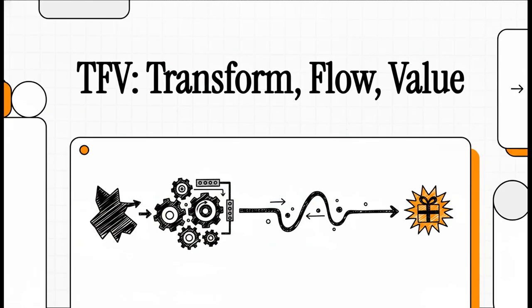Here, we simplify complexity and amplify performance. Today, we're exploring a truly foundational theory for production management. It's called the Transformation, Flow, and Value Theory, or TFV for short.